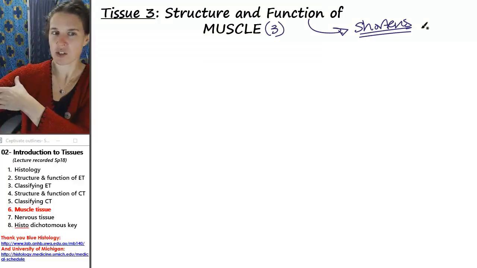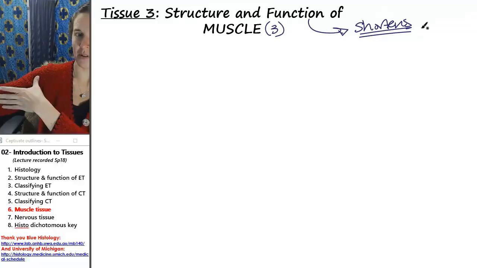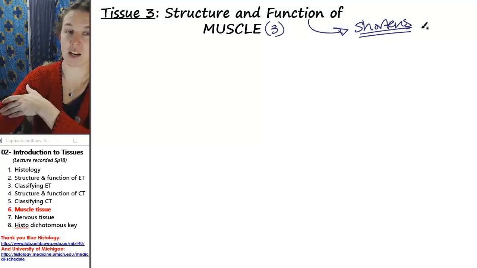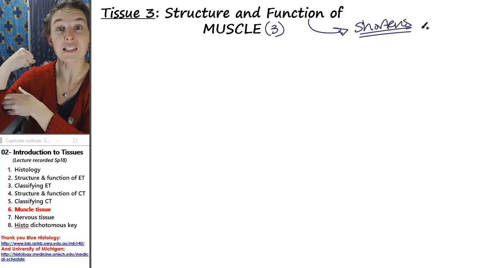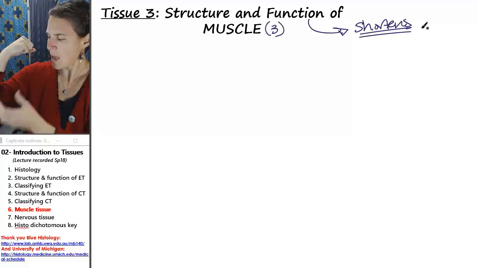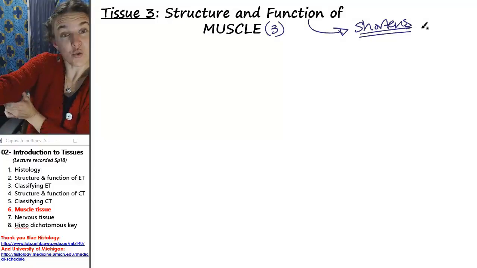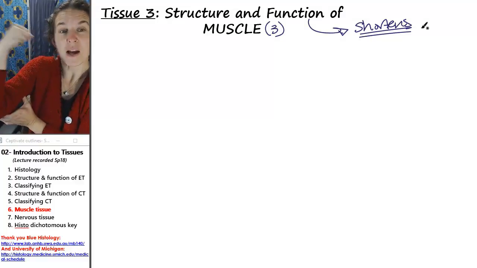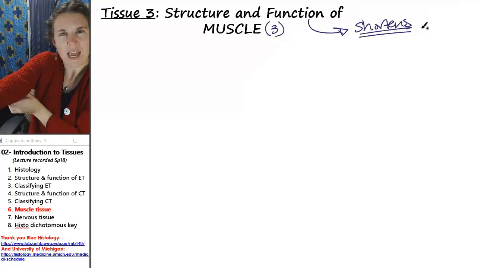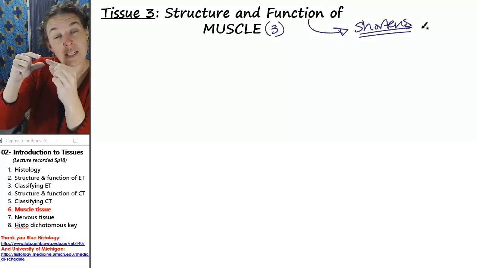So you can imagine this massive bicep. If I shorten my bicep, I'm actually going to flex my forearm at my elbow joint, right? If I contract and shorten my triceps, I'm actually going to extend my forearm at that elbow joint. And that's because your muscle tissue only contracts.